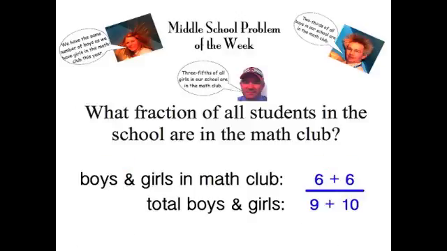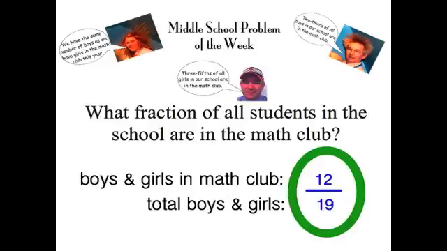girls is 6 each, and the total number of boys is 9, because 6 out of 9 is 2/3, and the total number of girls is 10, because 6 out of 10 is 3/5. We add them up, we get 12 over 19, 12 19ths, the answer to this week's problem of the week.